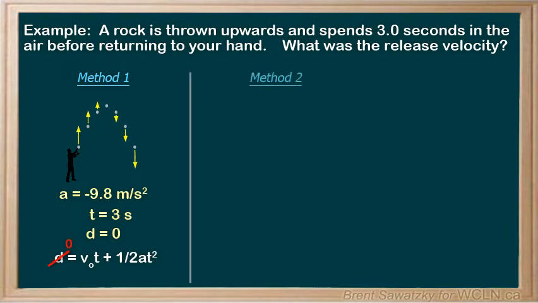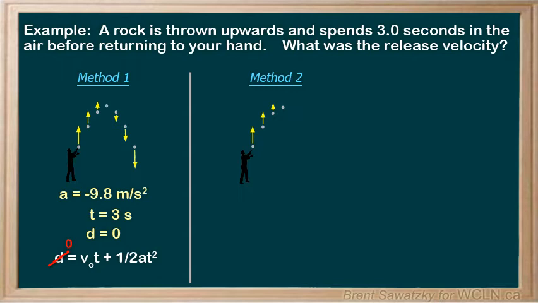Method 2. In this case, we'll consider only half the trip. Our situation begins when he releases the rock, just like before, but it finishes at the top of the rock's journey. In this case, the displacement isn't zero. The displacement represents the highest point that the rock travels. So this makes this method good for situations where we're asked, how high can a ball be thrown, or how high does a rock go if, or things like that.